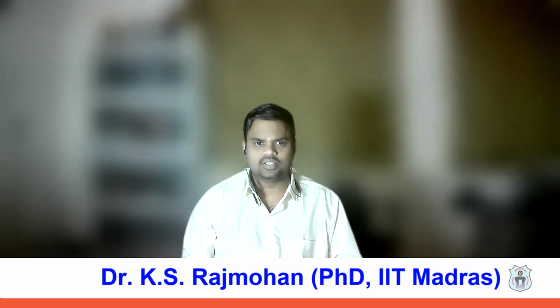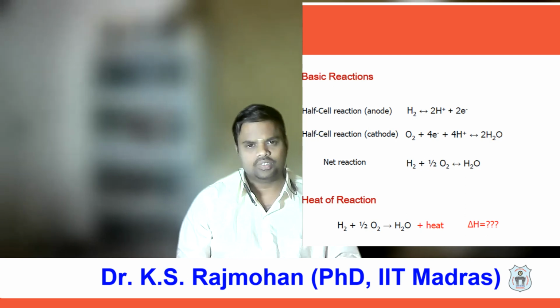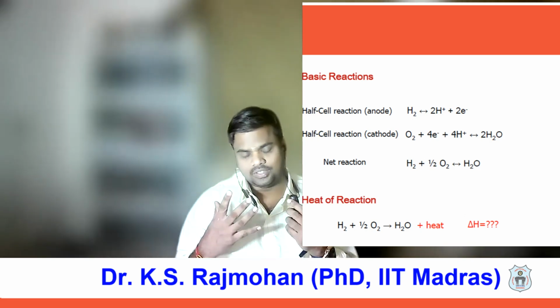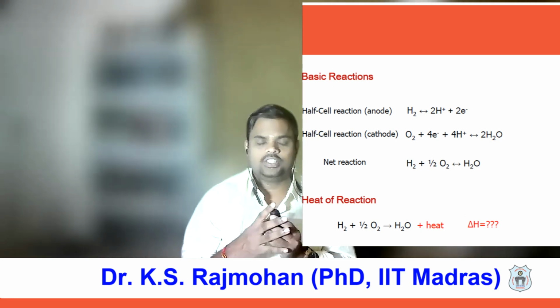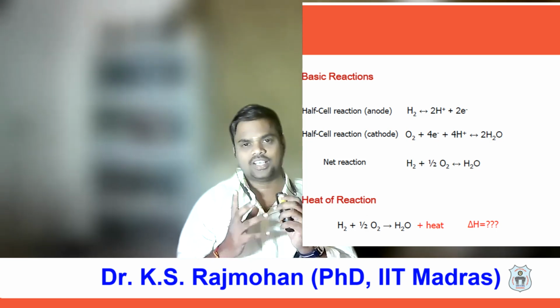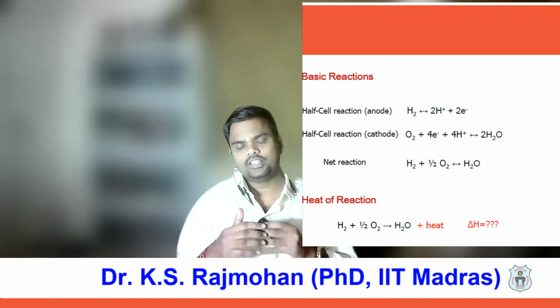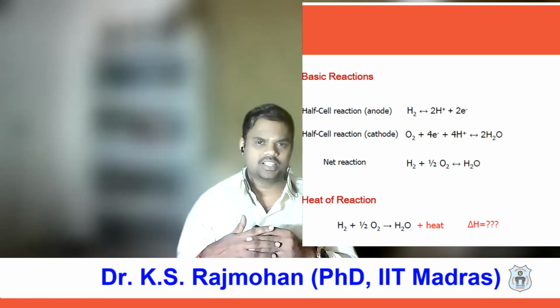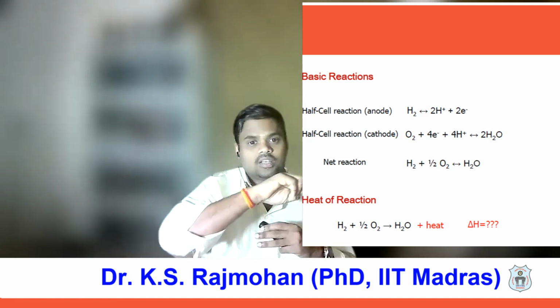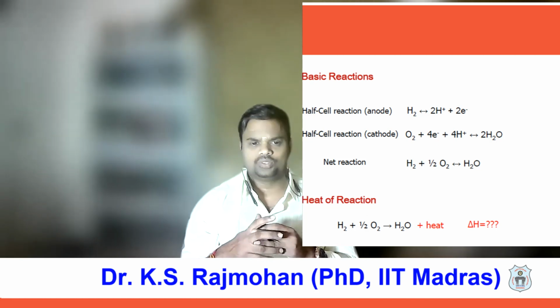In the previous lecture we saw the reactions taking place at the anode and the cathode, right? So we discussed the half-cell reaction at the anode and the half-cell reaction at the cathode. If hydrogen is used as a fuel and oxygen as the oxidant, at the anode hydrogen becomes 2H+ ions plus 2 electrons, right? The 2 electrons go through the external circuit and reach the cathode surface.